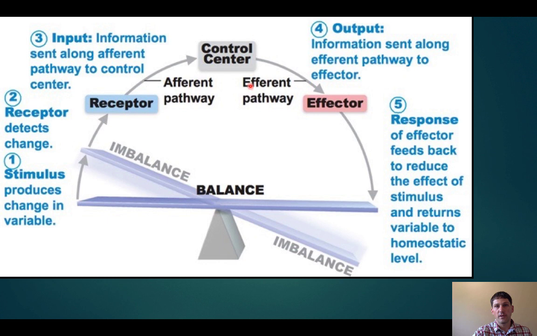The efferent pathway is exiting the control center, E for exit, and that goes out to our effectors. We're going to have some kind of physiological effect, hence effector. That effector then has some kind of response to bring our imbalance back into balance. So if our calcium levels are too high, we're going to change that system to bring those calcium levels down. So this is our basic generalization of how this works.